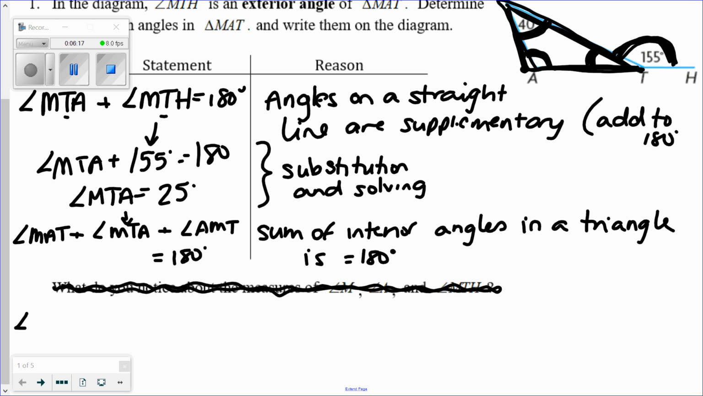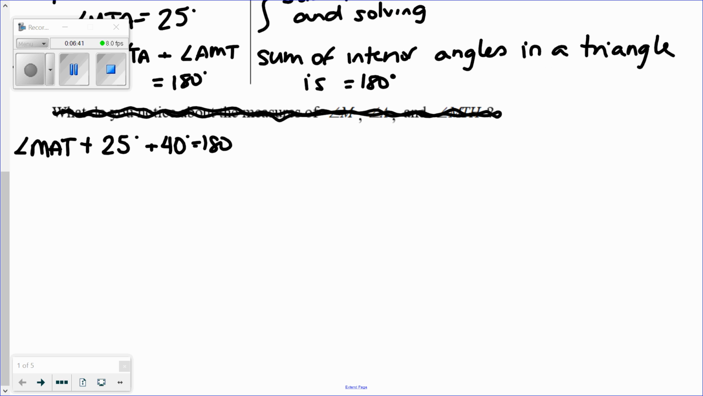We don't yet know angle MAT, but we do know MTA was above. MTA was 25 degrees, and from the original diagram, angle AMT was 40 degrees. So if I subtracted 25 from both sides and subtracted 40 from both sides, I would end up with angle MAT equal to 115 degrees.